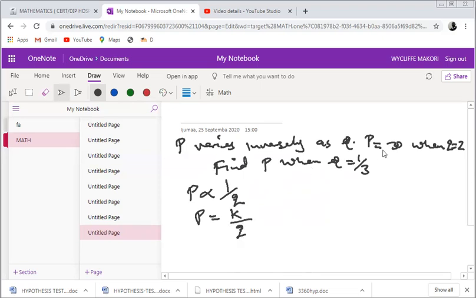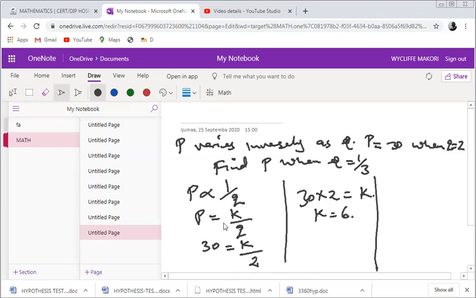Now you come here where we have been given the value of P and Q. So P is 30, which is equal to K, we don't know, but Q is known to be 2. So if we multiply by 2, you'll find that 30 times 2 is equal to K. So K is equal to 60. So come here and you put K in this particular equation, where we have the equal sign, and the value of K is known. Therefore, the equation connecting P and Q would be P is equal to 60 over Q.